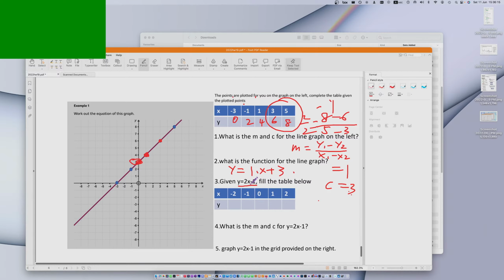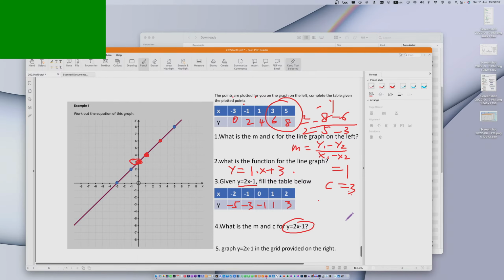Now it's a different equation already. Negative 5. Continue. Negative 3. Negative 1. Continue. 1. 3. Okay, good. So what is the m and c for this?